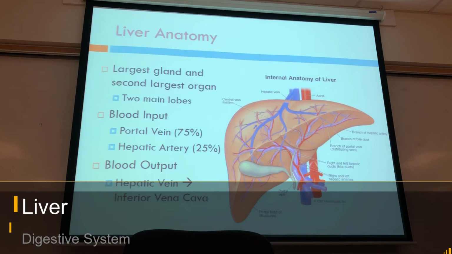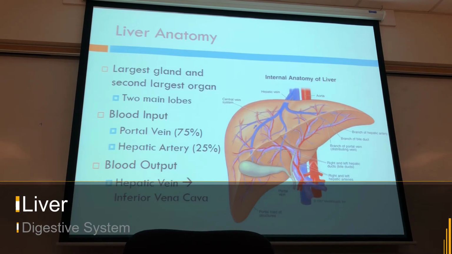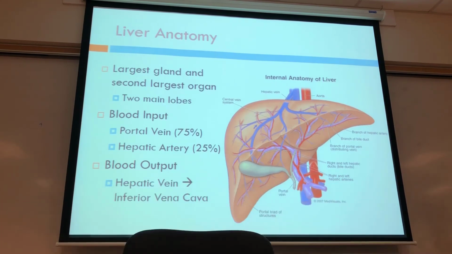Now the liver is the other organ that's going to be involved in the production of bile. But since we're already here, we'll also talk about the other functions of the liver, for the breakdown of red blood cells. You'll see that it's the largest gland, but it's the second largest organ. Do you guys know the first largest organ? The skin, yeah. So the liver is right there as the second largest organ.